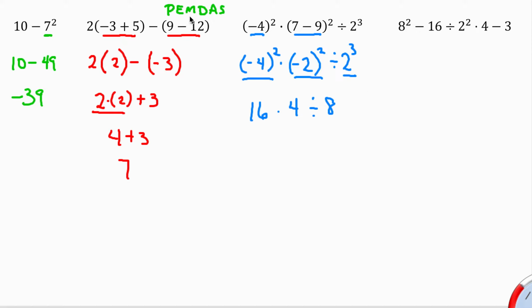Okay, so now multiplication and division together. I've got to do multiplication first. 16 times 4 is 64, and all that leaves is divided by 8. 64 divided by 8 is 8.